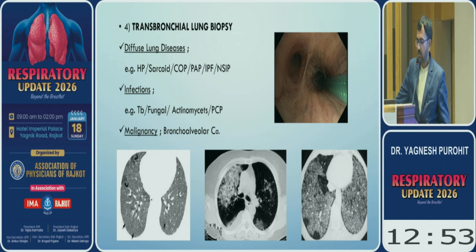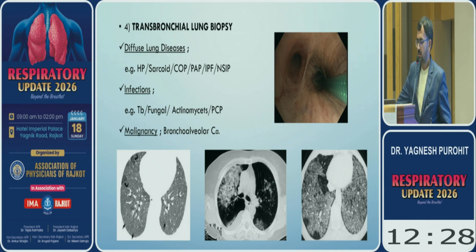In many infections also, such as miliary tuberculosis or any fungal or PCP, we can take the transbronchial lung biopsy and can diagnose it. In many fungal infections also, sometimes the BAL culture does not grow the organisms. So in these cases, if we have taken the transbronchial lung biopsy along with the BAL, then even if the culture does not grow the organism, the biopsy gives us the hint.